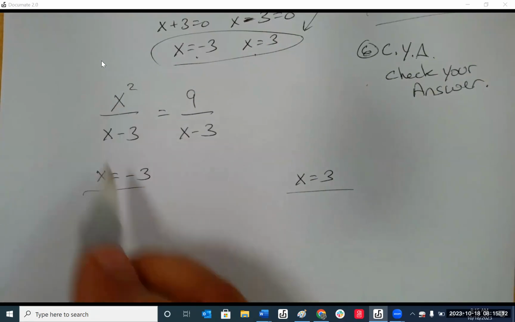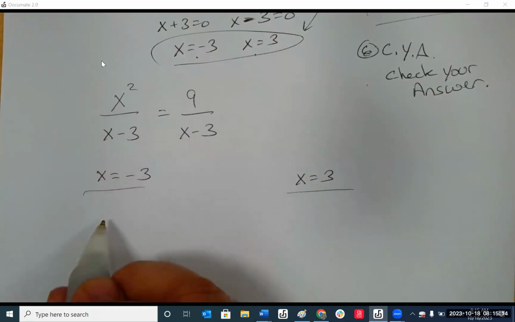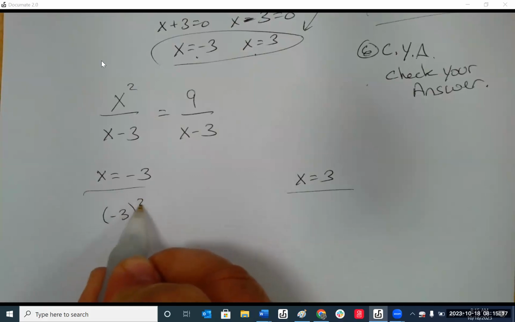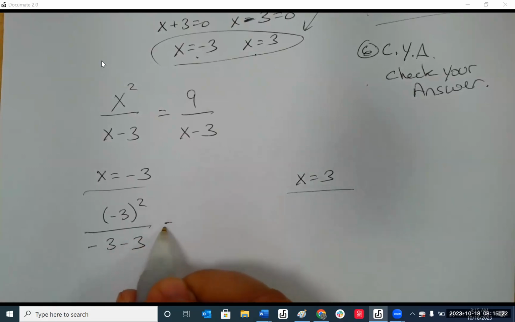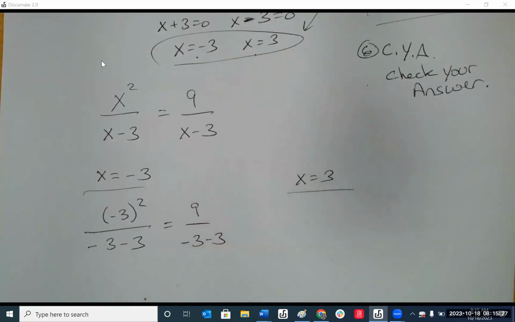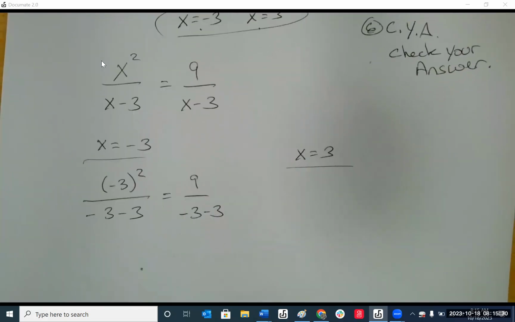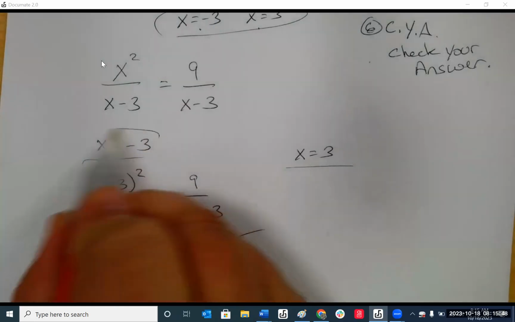So I put -3 in every place I see an x. So I have -3 squared over -3 minus 3 equals 9 over -3 minus 3. -3 squared is 9. -3 minus 3, they're both negative. 3 plus 3 is 6. They're both the same. So it works. So -3 is a solution.